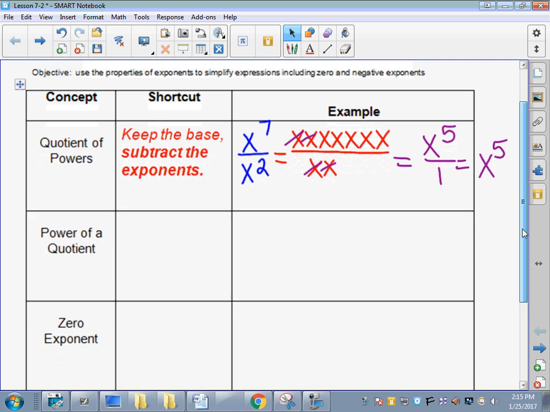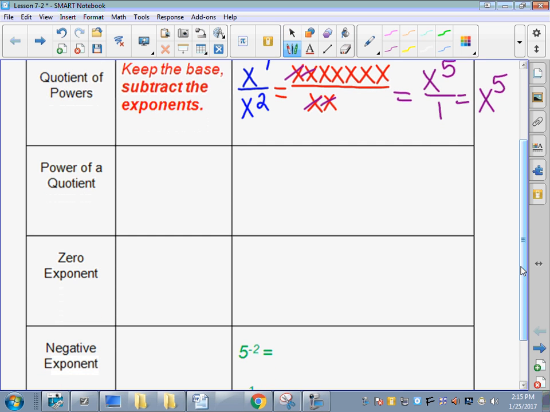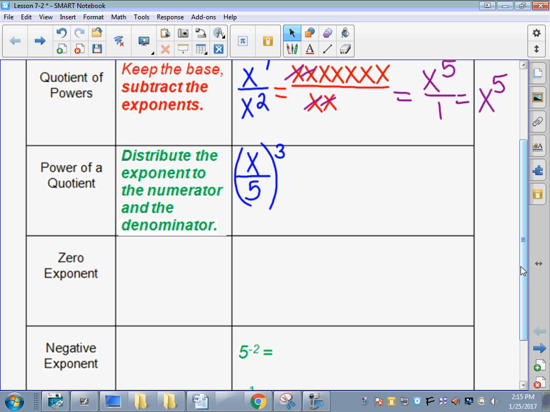Power of a quotient looks something like x over 5 to the third power. So this one's an interesting one. Our shortcut is to distribute again. So when we have the parentheses with the exponent on the outside, we put that on both the numerator and the denominator. If you like to write these out, this means that I've got x over 5 that I'm going to multiply, right? The exponent tells me how many times to write that.